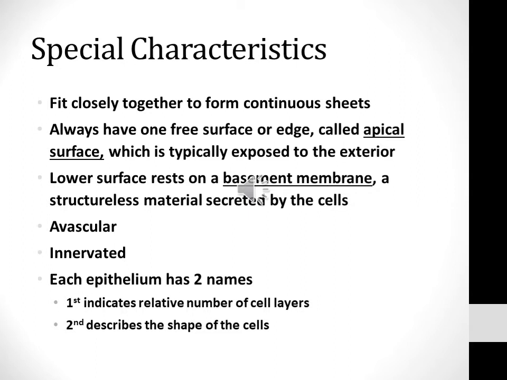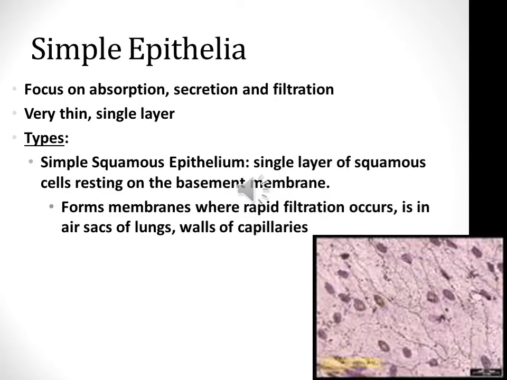Each of your epithelia is going to have 2 names. The first name is going to tell you how many layers might be present, and the second is going to give you the shape of the cells. So as we head into talking about all the different types of epithelia, keep this in mind. Again, 2 names. The first is the number of layers, the second, the shape of the cell.